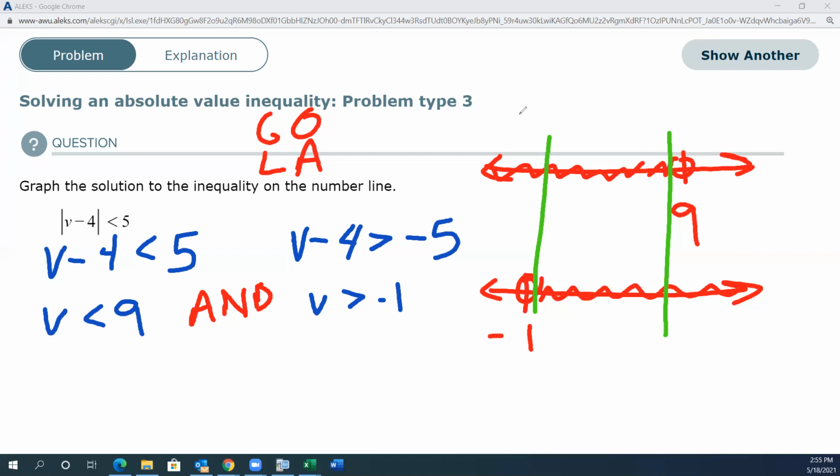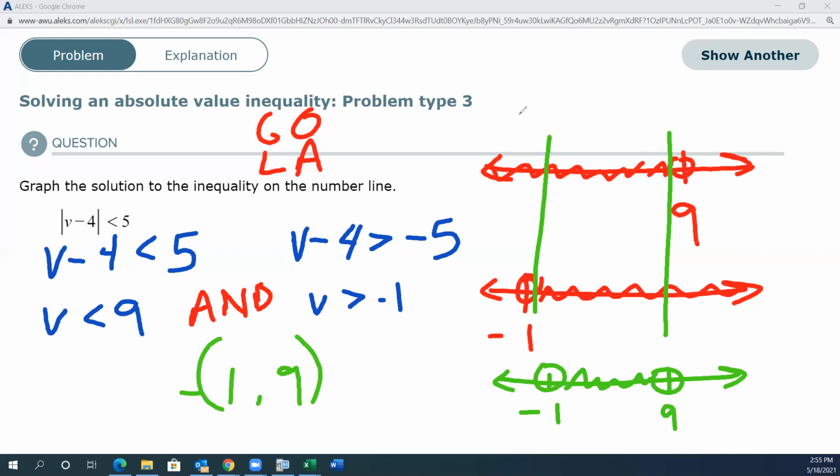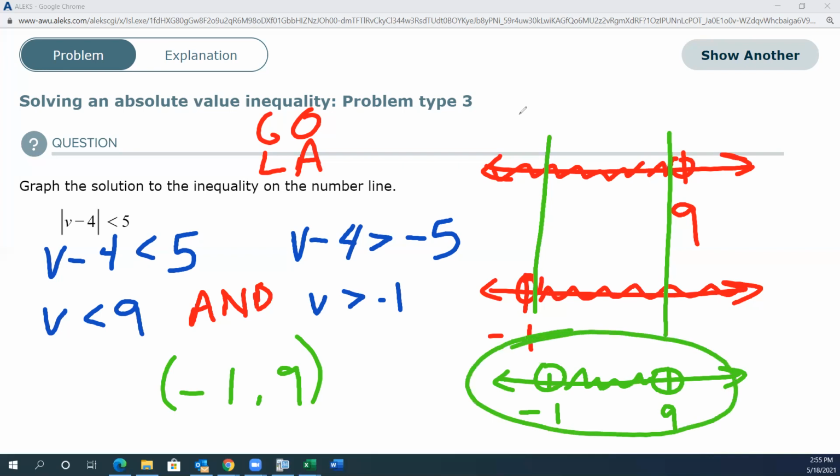Or in other words, our solution looks like this. And of course, you can write it in interval notation, like that. But this is what Alex is looking for, because it says write your answer on a number line.